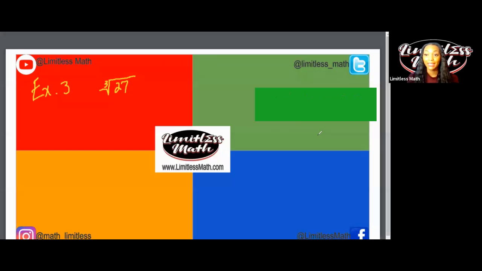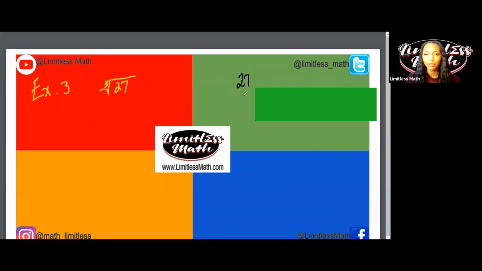So we have example 3, the cube root of 27. And I know this is a cube root because this little 3 out here that kind of looks like an exponent, but since it's on a root, is called an index. So this is the index of our radical here. And I'm going to go through the exact same process. First thing I want to do is break down 27 into prime factors.